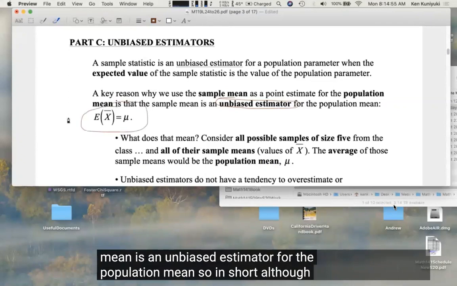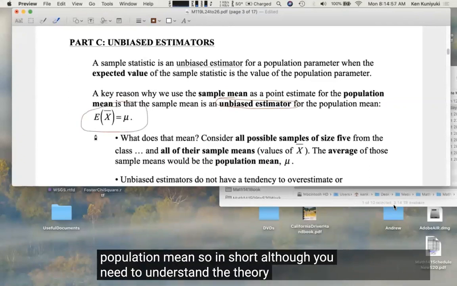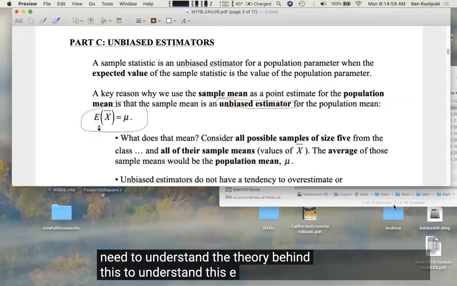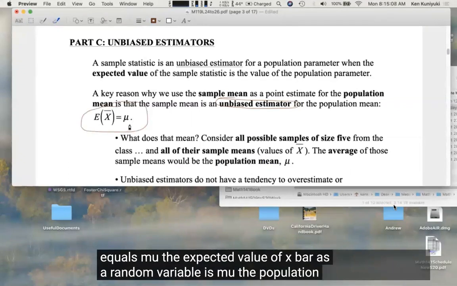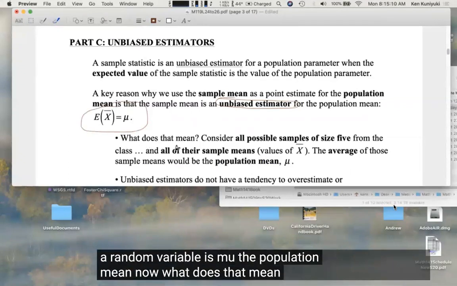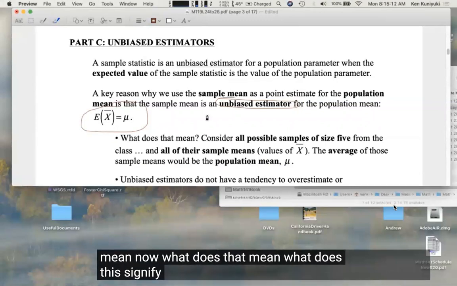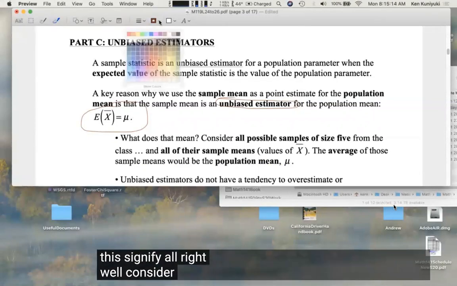So in short, although you need to understand the theory behind this, E of X bar equals mu. The expected value of X bar as a random variable is mu, the population mean. Now, what does that mean? What does this signify? All right, well, consider a class.